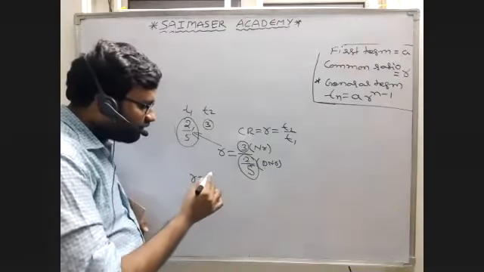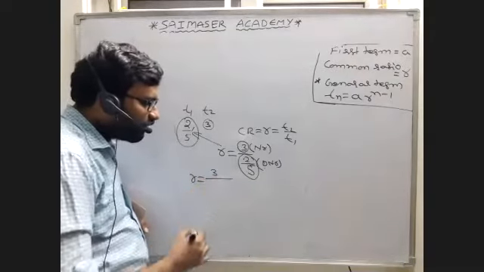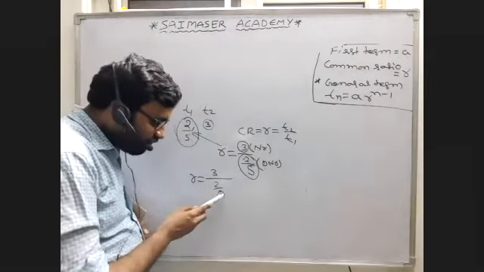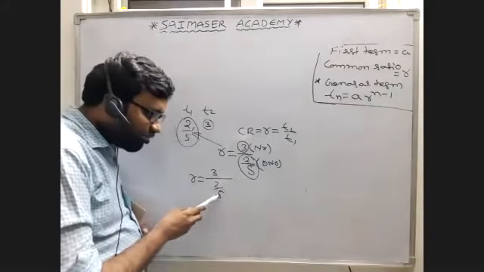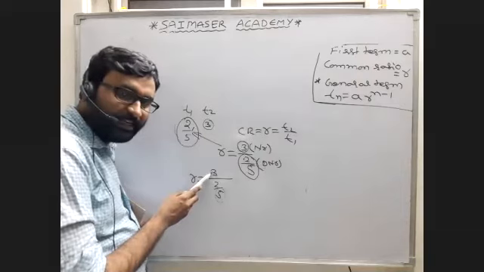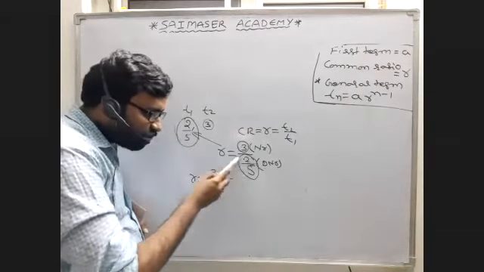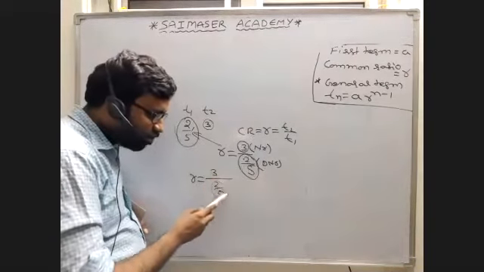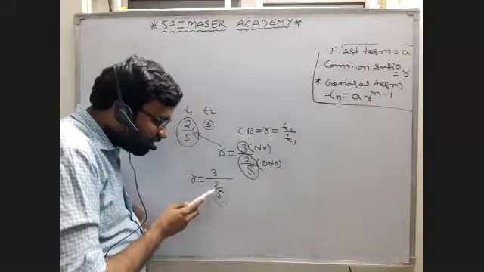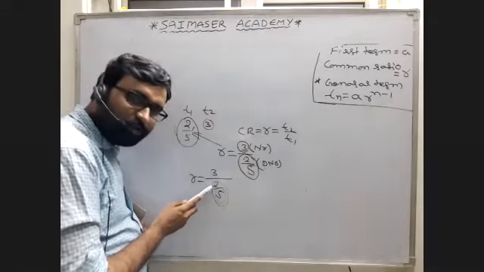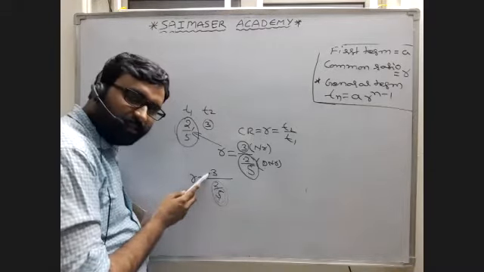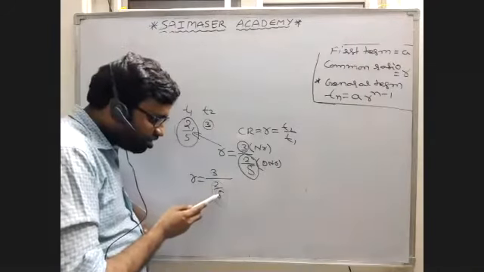R equal to, we have here what? 3 by 2 by 5. This 5 is the denominator for 2, not the denominator of 3. This total 2 by 5 is the denominator of 3. So this 5 is the denominator of 2 only. For 2, what is the denominator? 5. For 3, what is the denominator? 2 by 5.